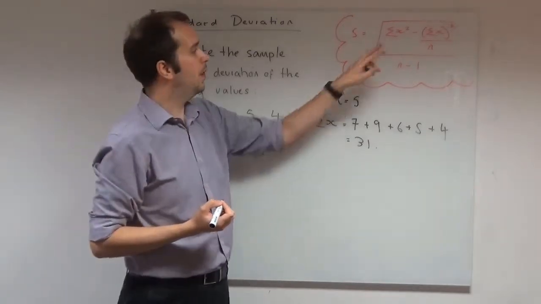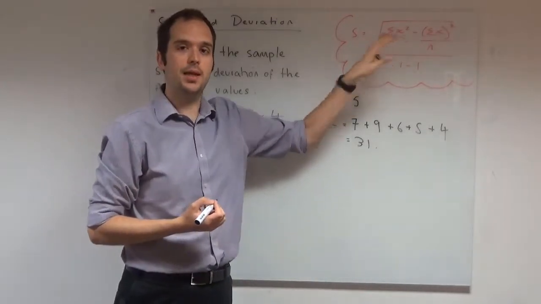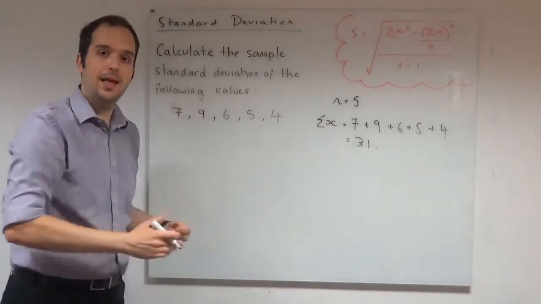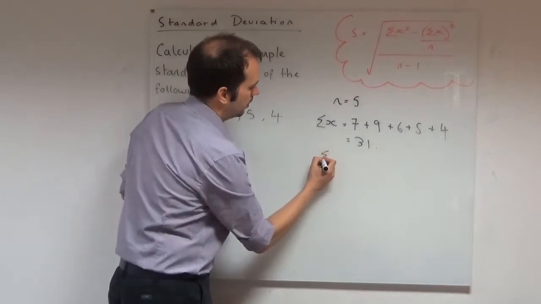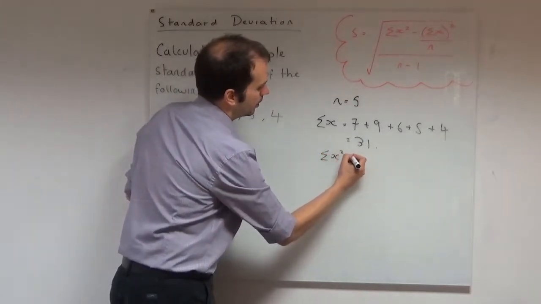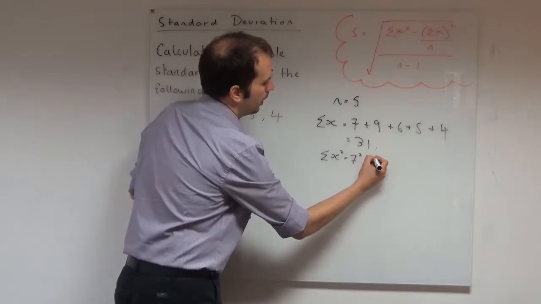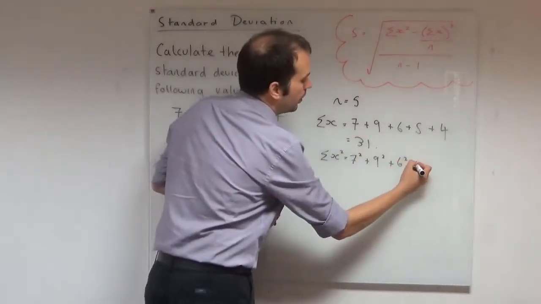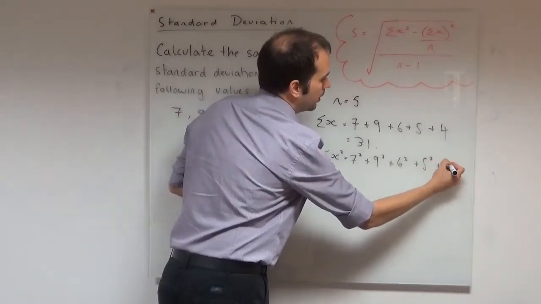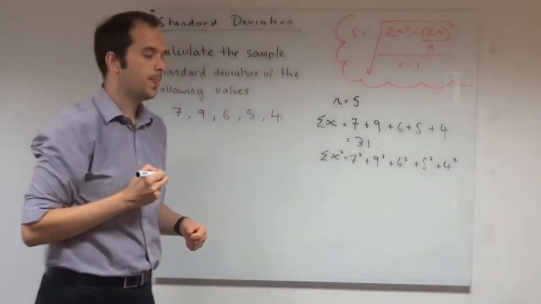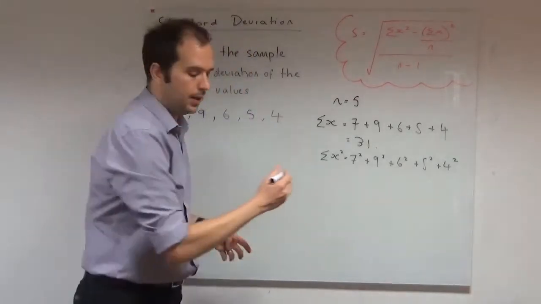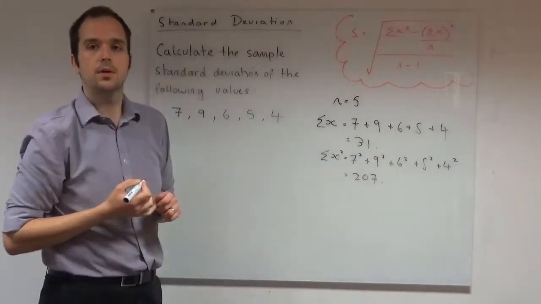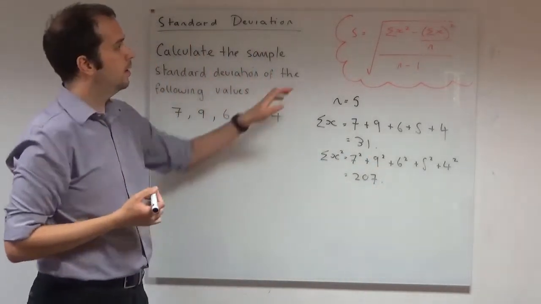What's left for us to calculate? Well, sigma x squared. Remember what we said that was. It means square each one of our values and then add them together. So sigma x squared is 7 squared plus 9 squared plus 6 squared plus 5 squared plus 4 squared. You can put that into your calculator. I get 207 for that value.